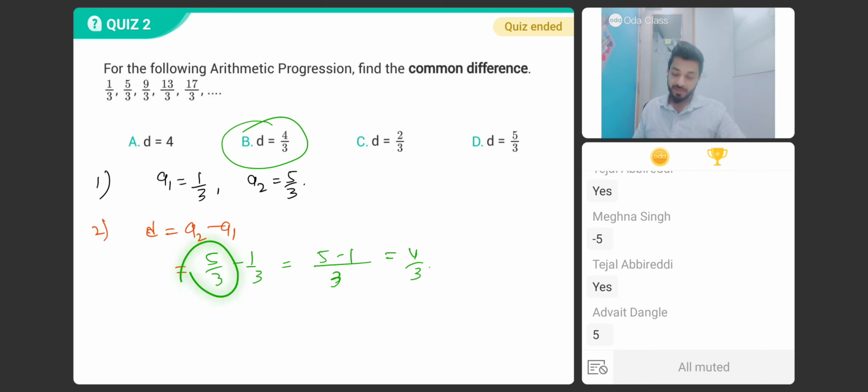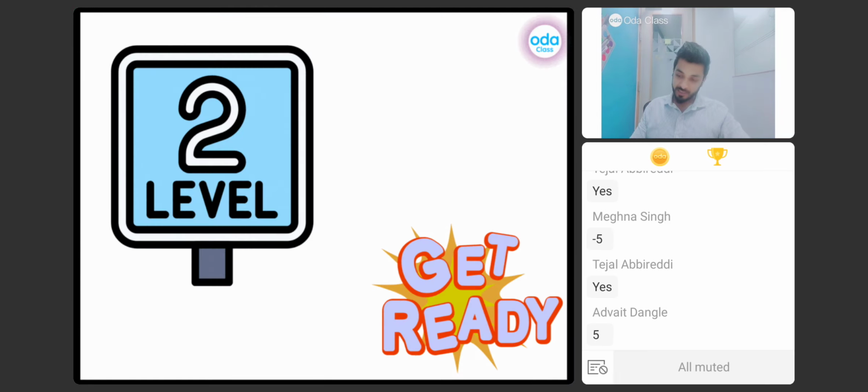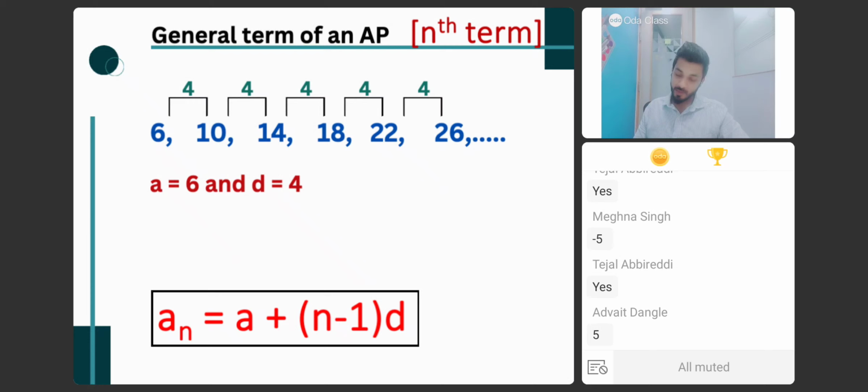So 5 by 3 minus 1 by 3. There is a subtraction of two fractions and both their denominators are same. So we can write 5 minus 1, divided by 3. So that will be your 4 by 3. Okay. Let's move to the next. So now common difference, I'm sure most of you are clear with this, right? Simple, you just have to find out the difference in consecutive terms, right?